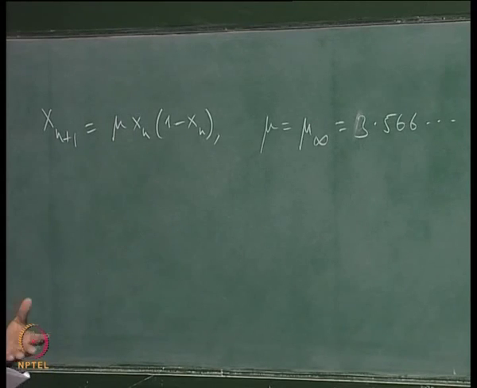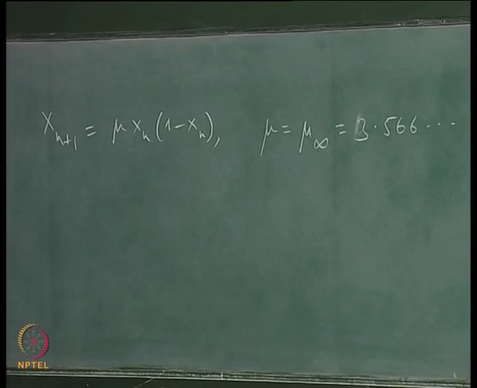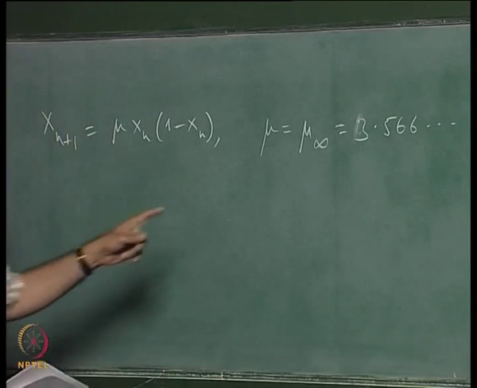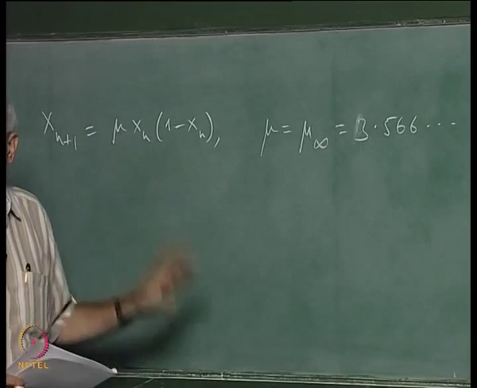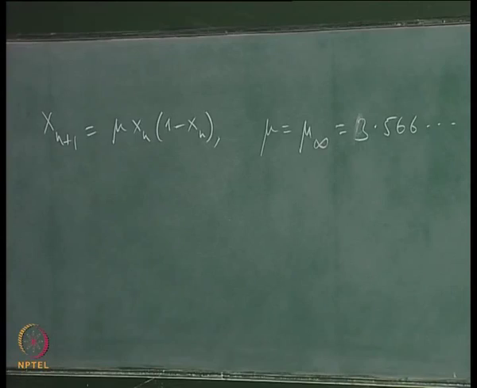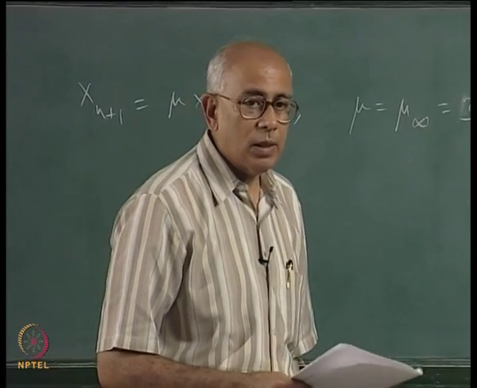A little bit beyond this mu infinity you have chaos, as signified by a positive Lyapunov exponent. In the logistic map, the Lyapunov exponent reaches log 2 only when mu hits 4 and the map leads to fully developed chaos. Till then it's less than log 2.